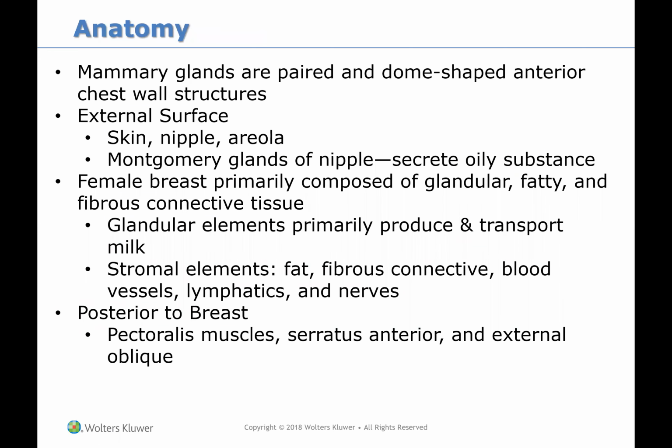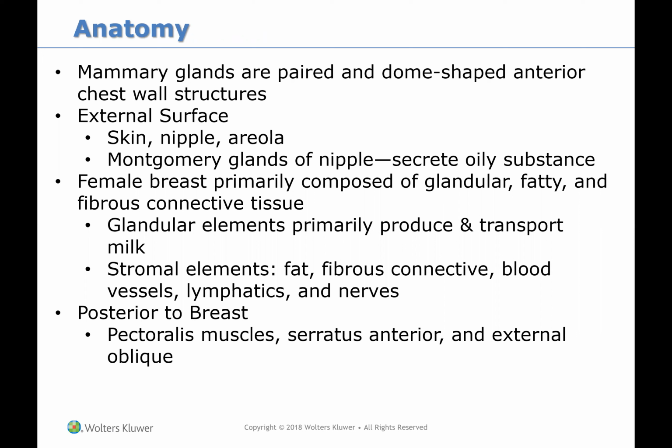The anatomy of the breast is kind of interesting. They're mammary glands, paired dome-shaped anterior chest wall structures. You have the skin, nipple, and areola area. The Montgomery glands of the nipple secrete an oily substance. The female breast is primarily composed of glandular, fatty, and fibrous connective tissue.